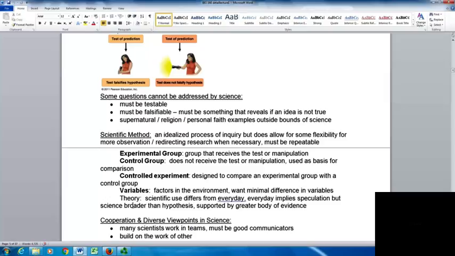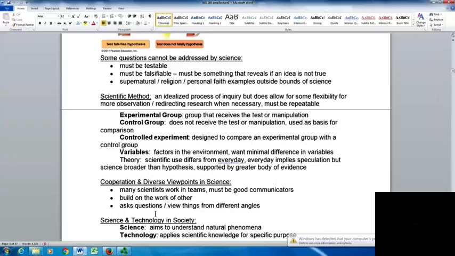If you leave things up for question and interpretation, they may do something different and then get different results, which would invalidate your work. So it's really important to make sure that instructions are very clear and don't leave open that possibility. So when we're looking at things, you're going to have an experimental group and a control group.